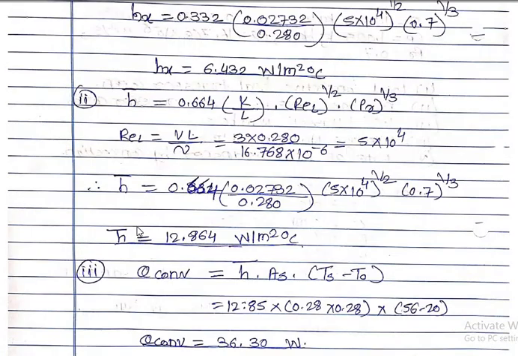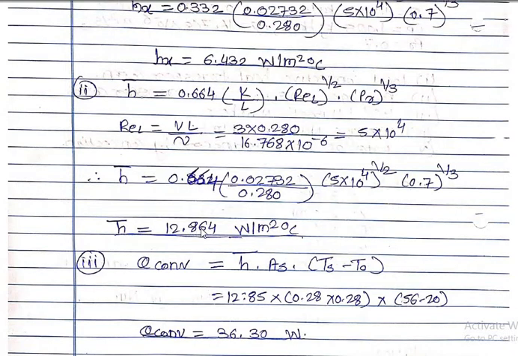So we can find the average heat transfer coefficient as 0.664 × (0.02732 / 0.280), where this is the thermal conductivity and this is the total length of the plate, multiplied by 5 × 10^4, the Reynolds number, raised to 1/2, multiplied by the Prandtl number 0.7 raised to 1/3. So we get the average heat transfer coefficient as 12.864 W/m²·°C.